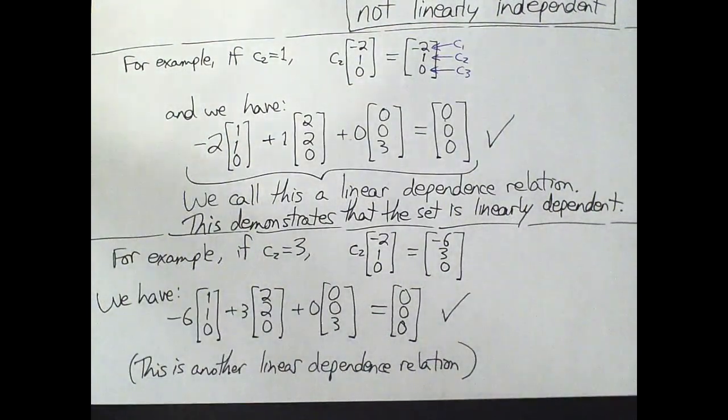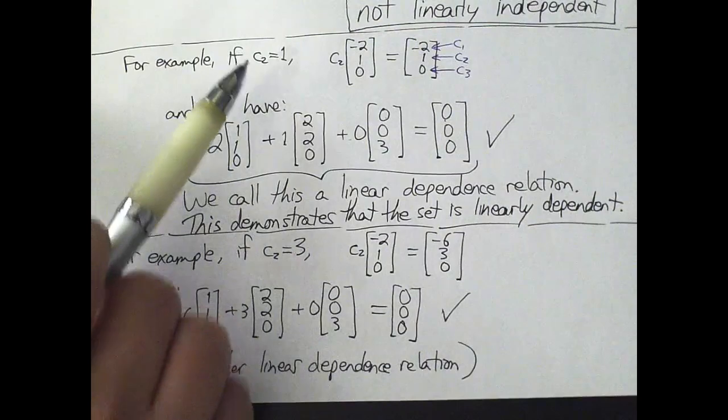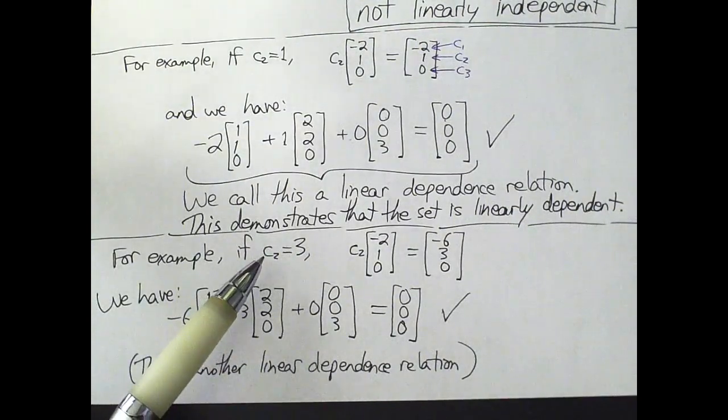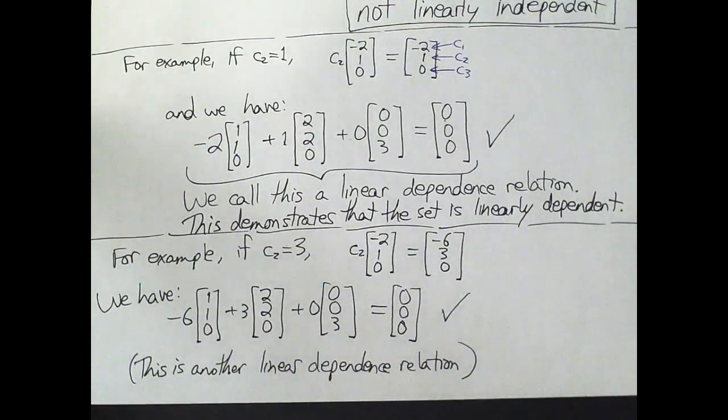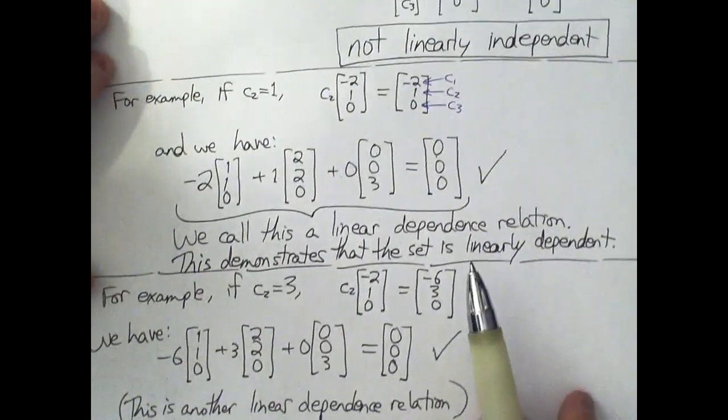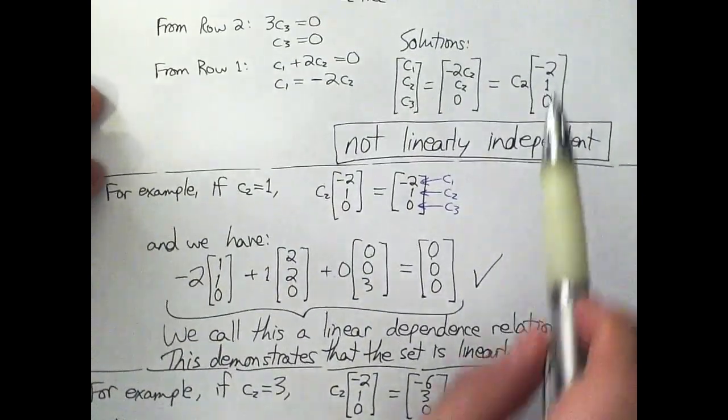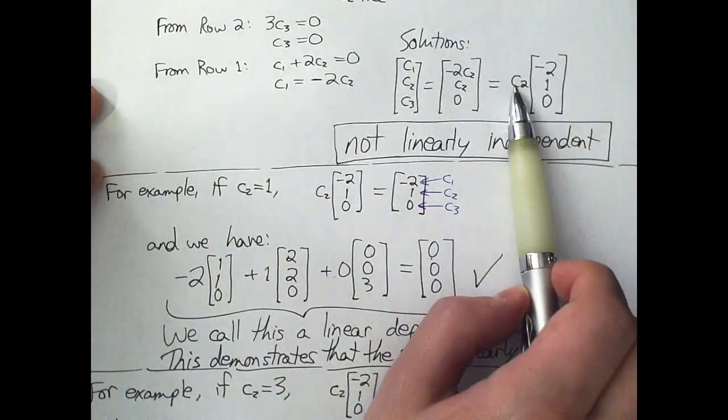We could keep going with this. Remember, C2 is a free variable. You could pick your favorite real number for C2. Let C2 equal pi. Let C2 equal the square root of 2. Let it equal 17. Whatever you want, you will get another linear dependence relation. So there's infinitely many of them. And by the way, let me be clear: the reason why there's infinitely many of them is because we had a free variable.